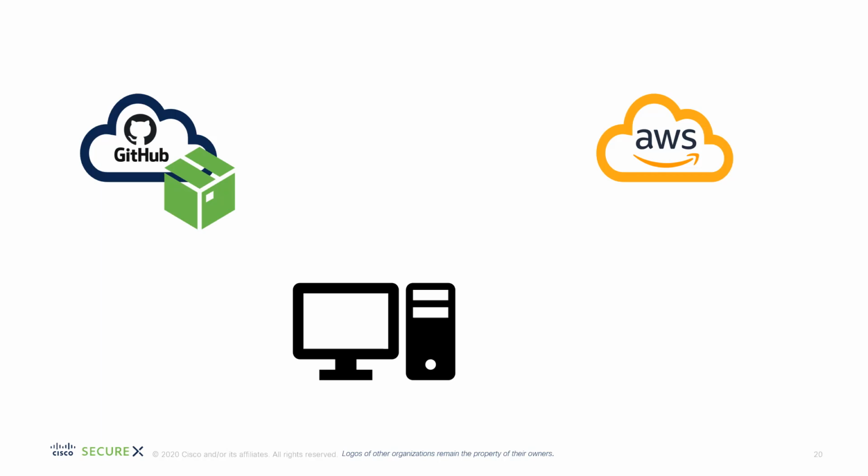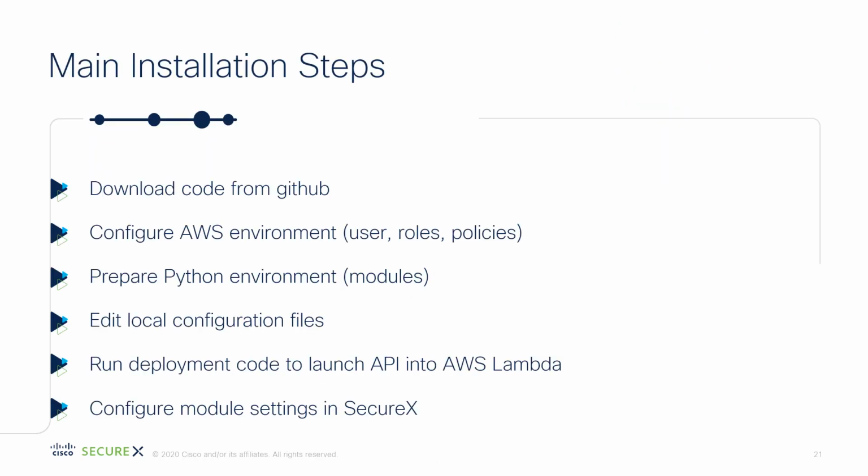It needs to be able to access AWS, and it needs to be able to run Python and potentially install a couple of modules. Download the package from GitHub, perform some AWS configuration and then some local package configuration based on your AWS setup, and then execute it. The code is a packaged launcher that deploys the included relay API in AWS Lambda.